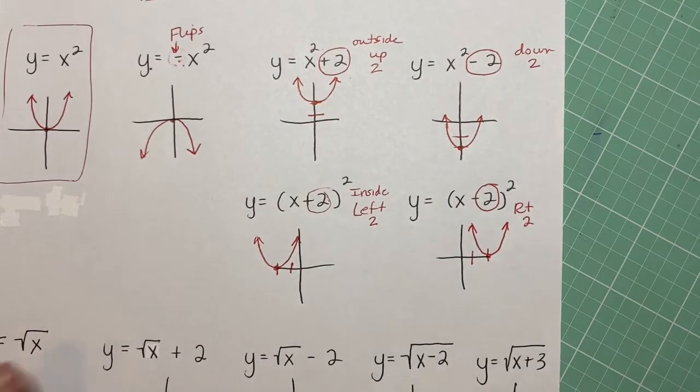And so those are all the different shifts for a quadratic function or for something of the form x squared. Negative flips it. Outside, up or down, inside, left or right, the opposite.